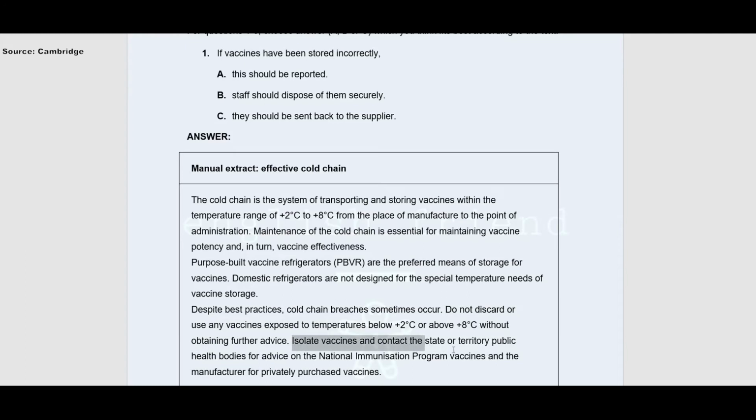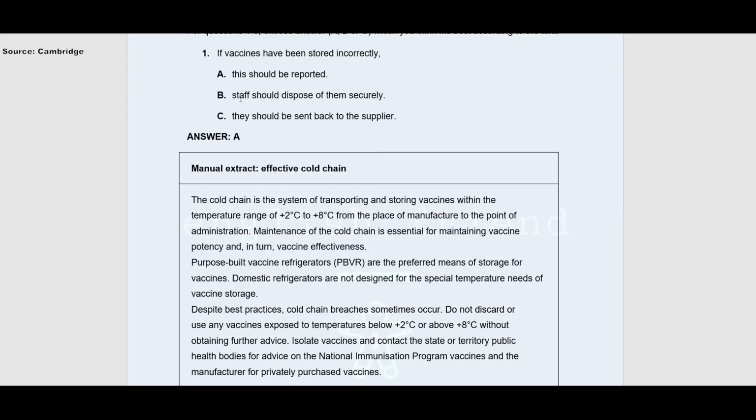Isolate vaccines and contact the state or territory public health bodies for advice on the National Immunization Program vaccines and the manufacturer for privately purchased vaccines. Now let's go through the options. Option A, it says this should be reported, and that is what we have read here. Isolate vaccines and contact the state or territory public health bodies for advice on the National Immunization Program and vaccines. So it should be reported, and that's the right answer.